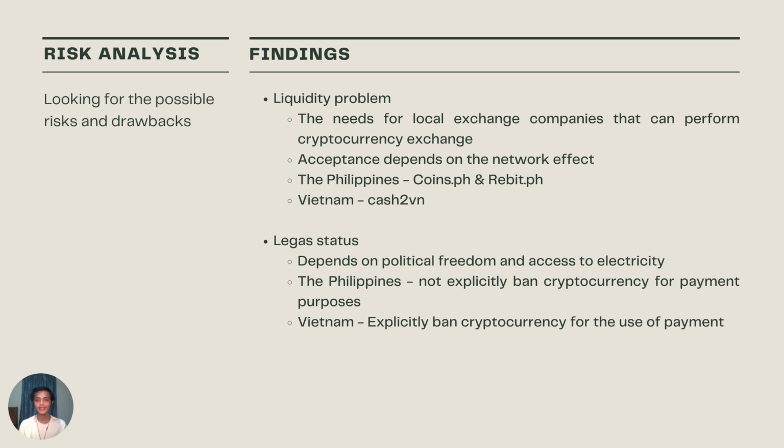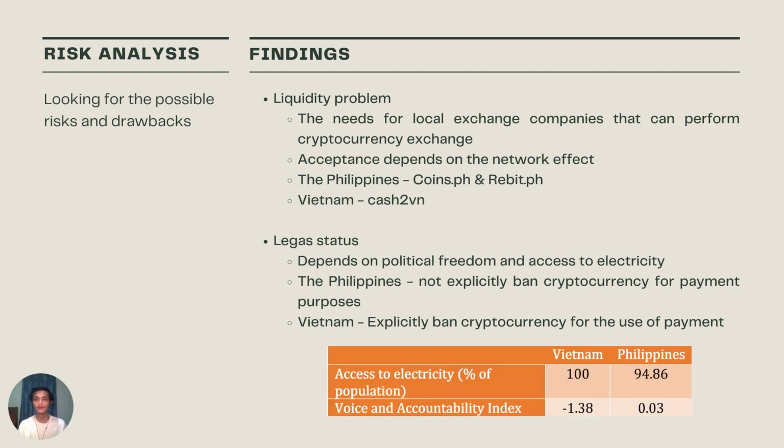A study made by Stolberg and Shepeleva found that the legal status of cryptocurrency depends on political freedom and access to electricity in a country. A more free country that has lower access to electricity tends to legalize cryptocurrency. The rationale for this is that full access to electricity might give signals to the policymakers to be more cautious that there is a high possibility for illegal cryptocurrency mining to happen within the country.